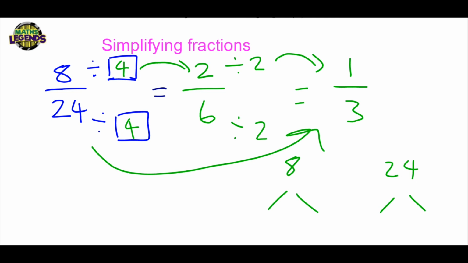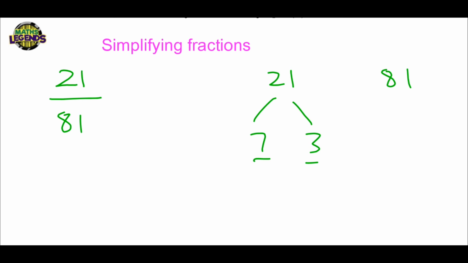Let's try another example. 21 over 81. So again, our approach would be to look at the factors of each of these. So 21 and 81. 21 can be split into 7 and 3. So we stop here because these are prime numbers. And 81 would be 9 and 9. And this can then be broken down into 3 and 3, because 3 times 3 is 9, and the same for this one as well.